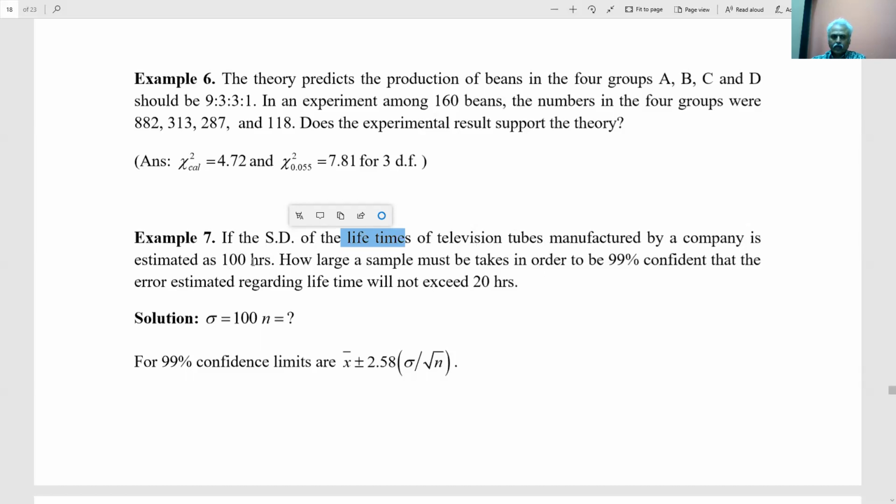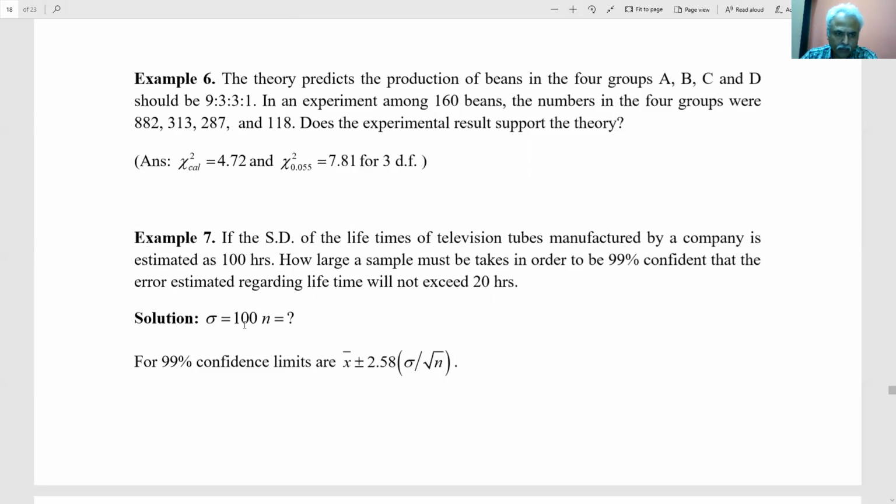X has an average of 100 hours with a standard deviation of 100 hours. How large a sample must be taken in order to be 99% confident that the error in the estimated lifetime will not exceed 20 hours? So the company has this standard deviation of 100 hours. For 99%, what should n be is asked here. Usually sample size is not asked. Here sample size is asked. So now for 99%, confidence limits are asked.